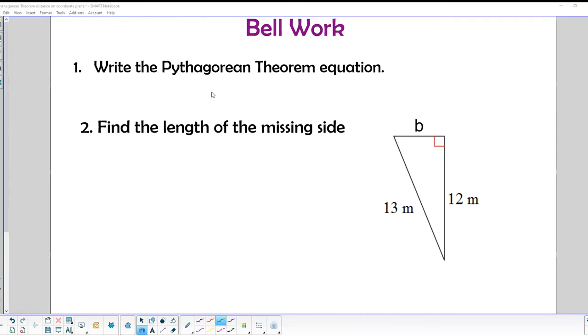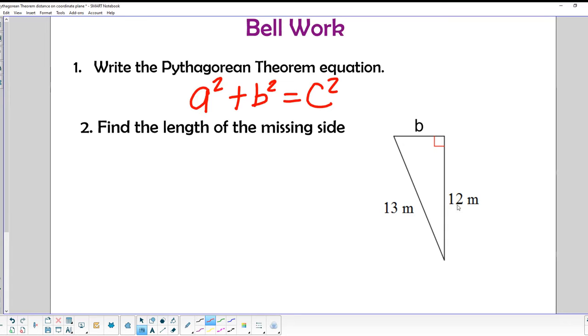So we come up here and we remember that it's just, we got to get a marker. And it's just a squared plus b squared equals c squared. And remember that a and b are just the two short sides of a right triangle, and c is the longest side of a triangle.